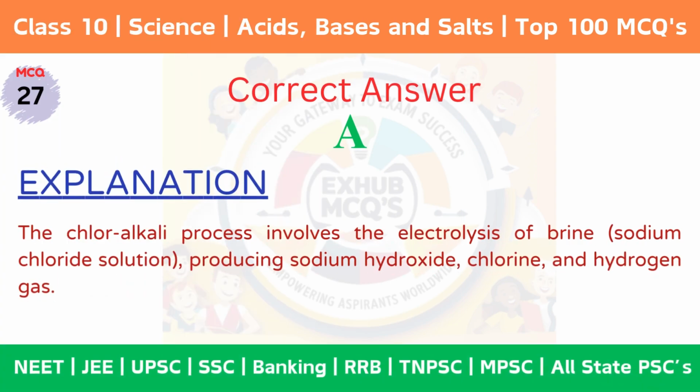The correct answer is option A, chlor-alkali process. Explanation. The chlor-alkali process involves the electrolysis of brine, NaCl solution, resulting in sodium hydroxide, chlorine gas, and hydrogen gas.